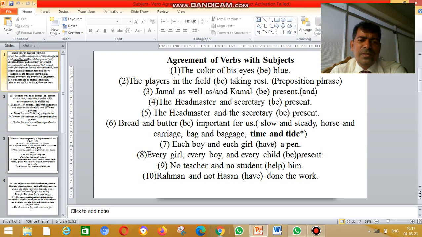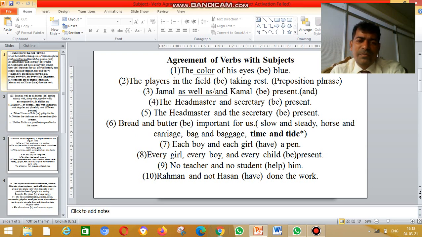In the same way you see in sentence number 3, Jamal as well as Kamal. There are two subjects here, Jamal and Kamal, joined with the phrase as well as, then the be verb within the bracket will be is. Jamal as well as Kamal is present. Now these are the rules of the grammar. But when these two subjects are joined with the conjunction and, the verb within the bracket would be are. For example, Jamal and Kamal are present.